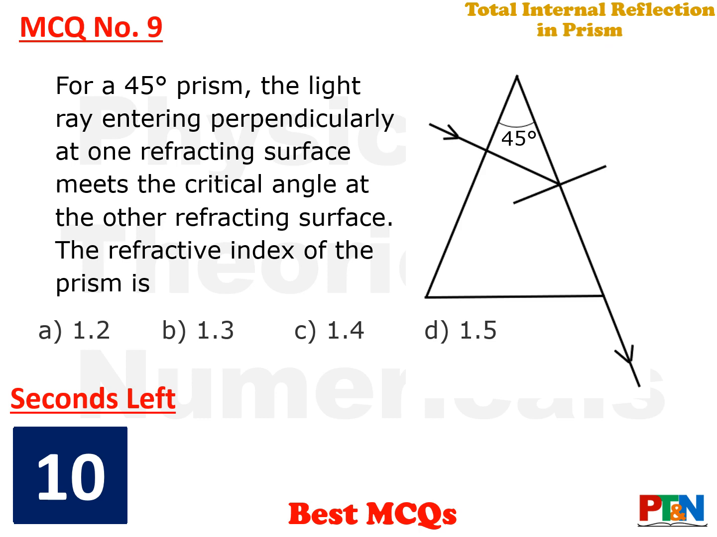Next MCQ. For a 45 degree prism, the light ray enters perpendicularly at one refracting surface, and meets the critical angle at the other refracting surface. You need to calculate the refractive index of the prism. 4 options given, 10 seconds time, timer starts now.